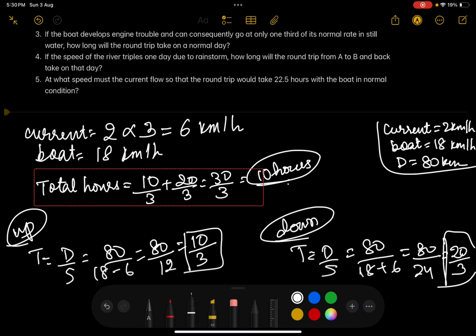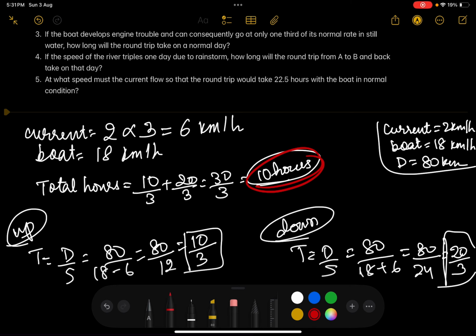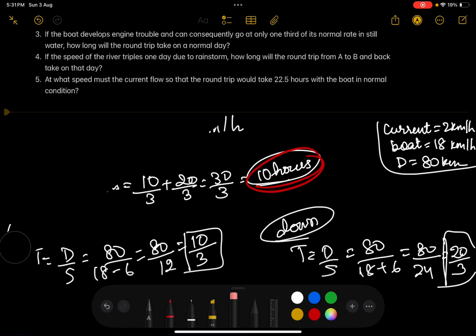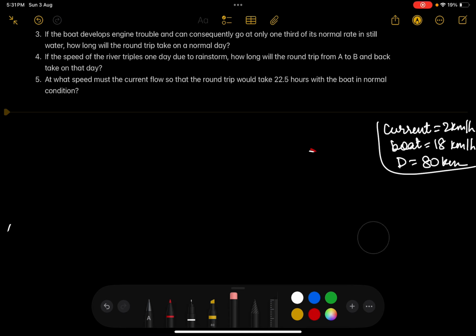This is the answer. 10 hours is the total time required for a round trip from A to B and then back to A, in case the speed of the river has tripled. Now I'm just going to remove this and retain the necessary information that we have.